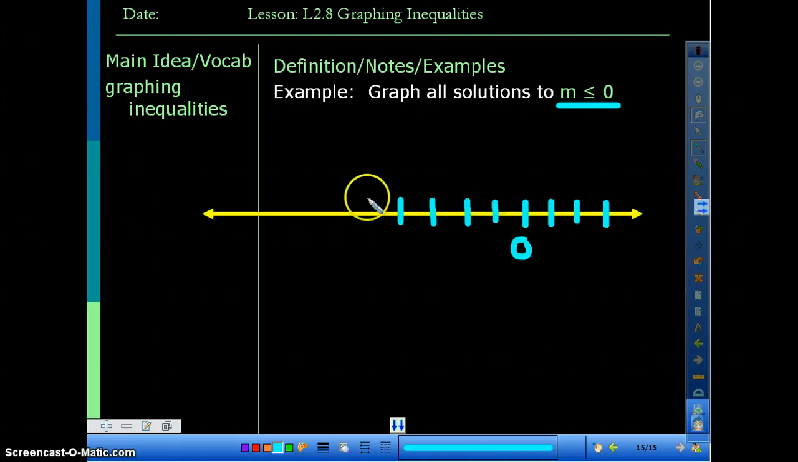Each of these tick marks will represent a number for us. That number will depend on the scale that we choose for our number line. Some people like to count by ones all the time. I like to switch things up a little bit and perhaps count by twos.